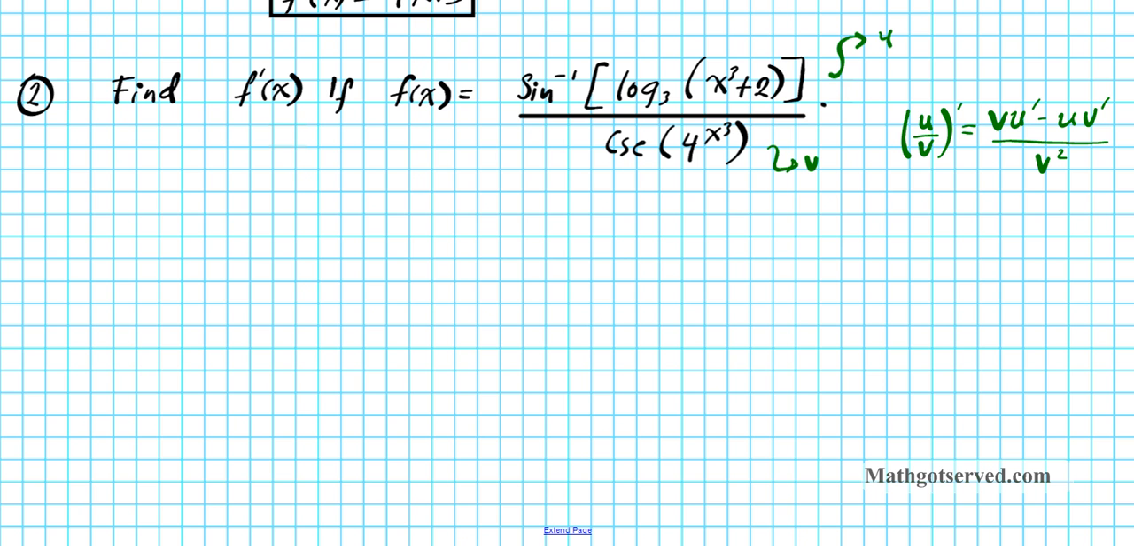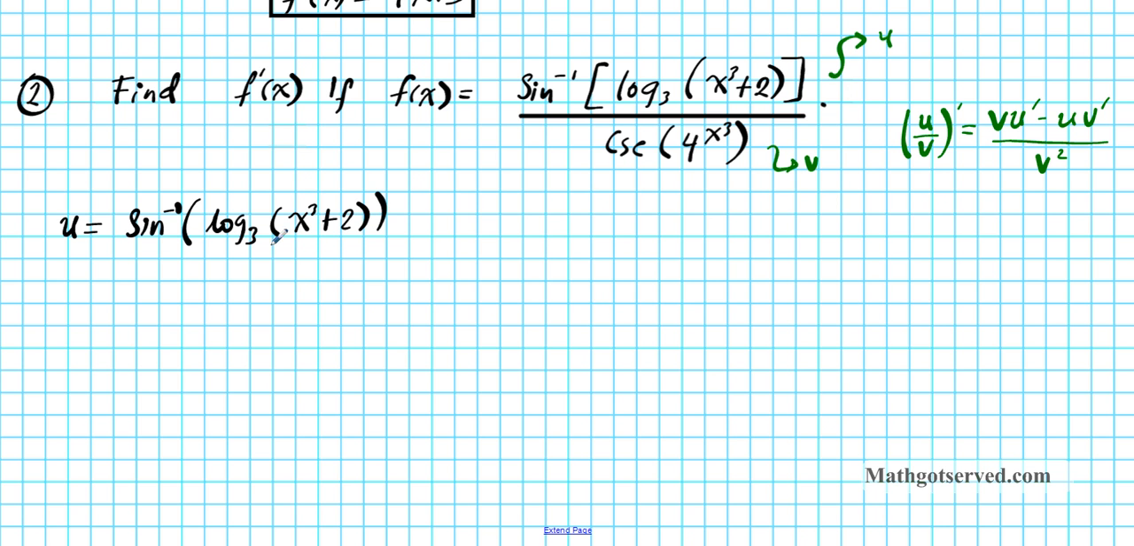Since u and v are very complicated, we can differentiate them individually, and then just plug the respective values into this derivative function right here. Let's go ahead and list them. Let's start with u. Extracting the numerator u: u is the inverse sine of log base 3 of (x to the third plus 2).